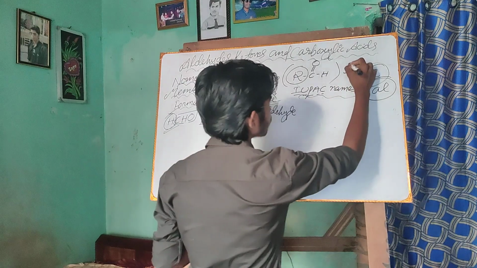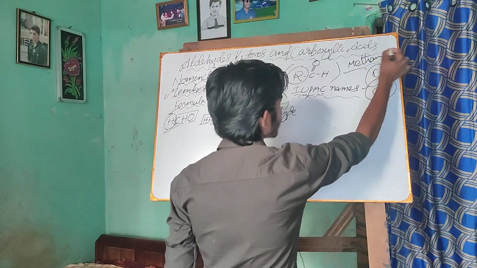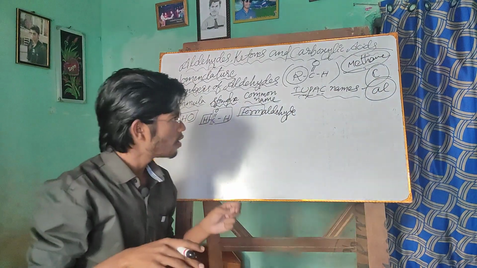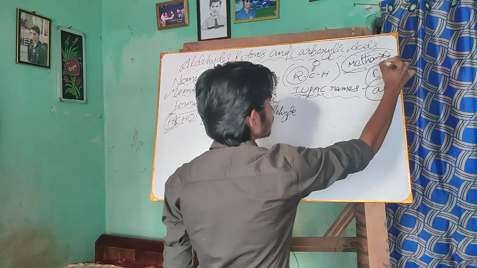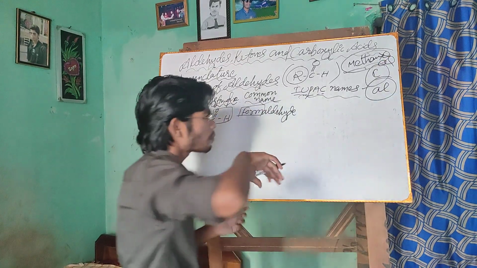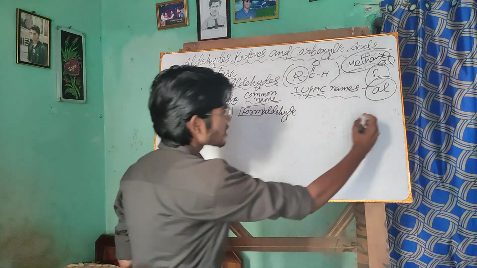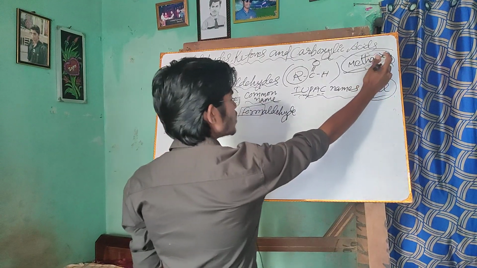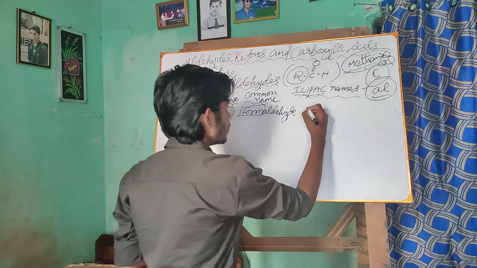One carbon atom means that is methane, right? If one carbon atom is there, then that is methane. But here what happens, the E will be replaced. The E will be replaced by Al, because Al is the suffix of aldehyde. If E is replaced by Al, then what name is obtained? That is methanal.